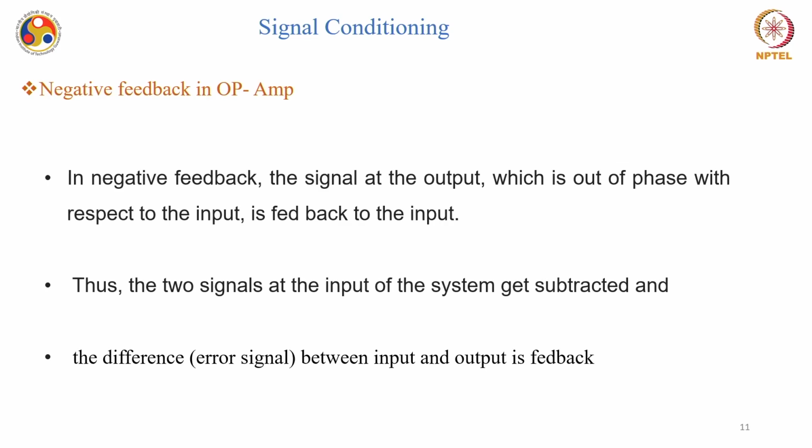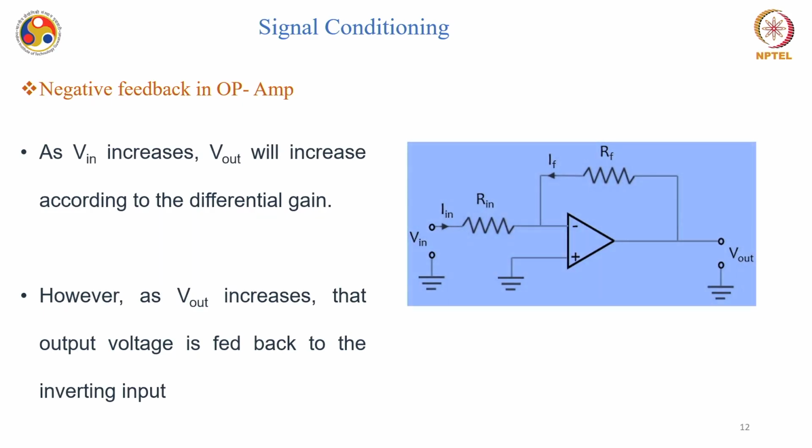Then we have the concept of negative feedback, which is very important for the op-amp operation, and particularly in this course we will mostly go through the negative feedback. In negative feedback, the signal at the output, which is out of phase with respect to the input, is fed back to the input. The two signals at the input of the system now get subtracted, and the difference, which is sometimes also called the error signal, is fed back. As you can see, here the feedback is at the inverting terminal. This is your inverting terminal.